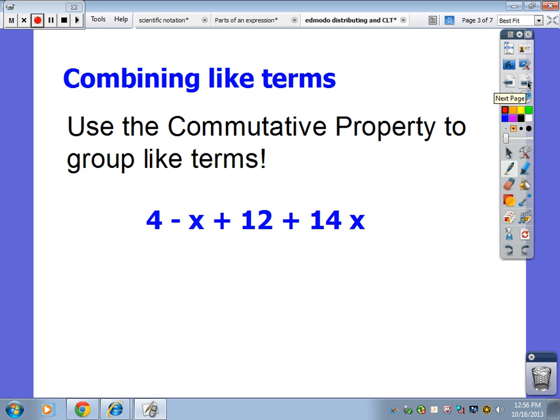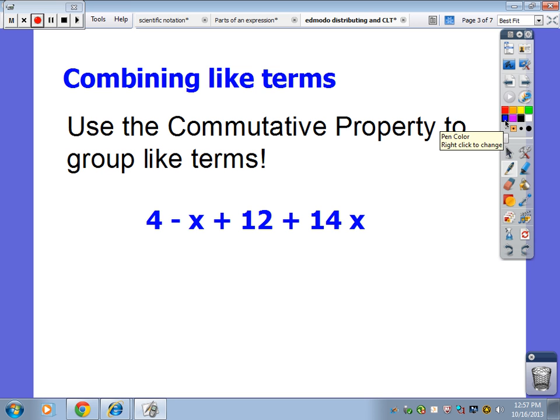Combining like terms is slightly different. What we do is we use the commutative property, which says we can move the terms around in an addition problem and not change the outcome of the expression. So we use the commutative property to move and group the terms that are alike.